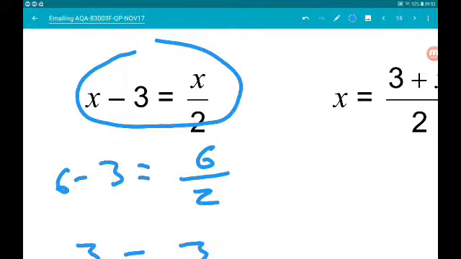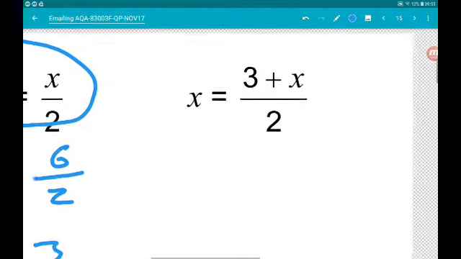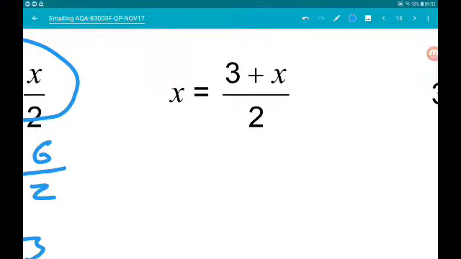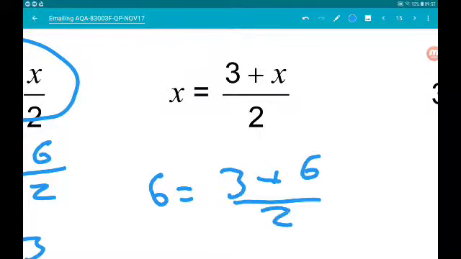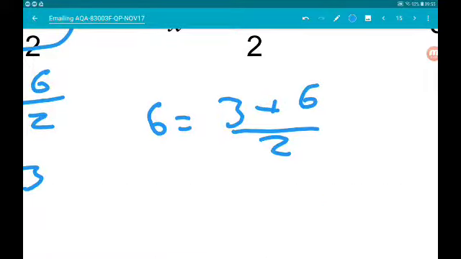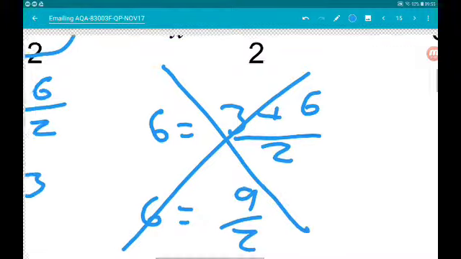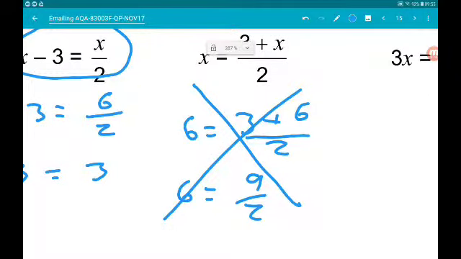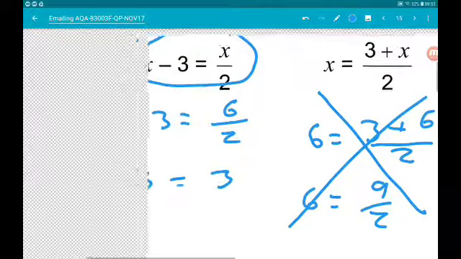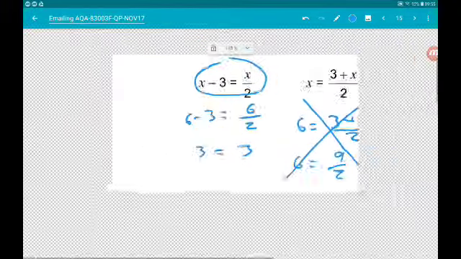Let's just have a look at one where that wouldn't work. So, if we try with this one, we got 6 is equal to 3 add 6 over 2. So this is trying to tell us that 6 is equal to 9 over 2, which isn't true. So that's what would happen for one where it's not true. But the answer is this guy here. Cool.